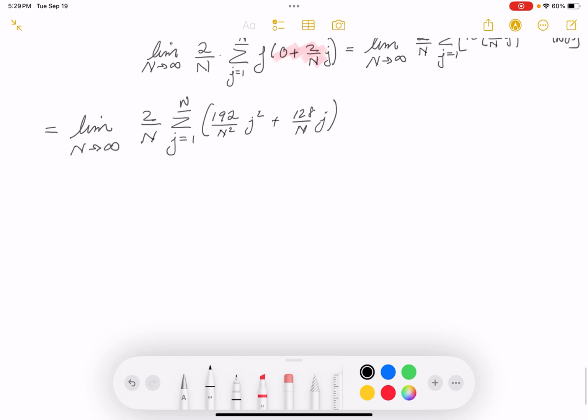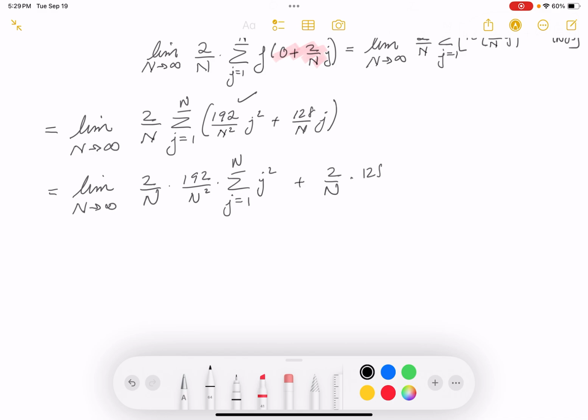So I'm going to keep moving, and I want to see if I can remove the sum now. So limit, as big N goes to infinity, 2 over n. I'm going to do one sum at a time. And what do you get? You get 192 over n squared times the sum, j equals 1 to n of j squared. Let's do the next one. It's going to be 2 over n times 128 over n times the sum, j equals 1 to big N of just j. All right, and this is the part where I've got to do a little bit more work, and I'm not ready to do a limit yet, but I'll write it down for you.